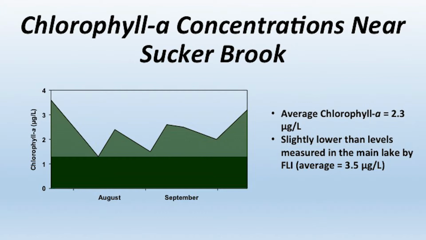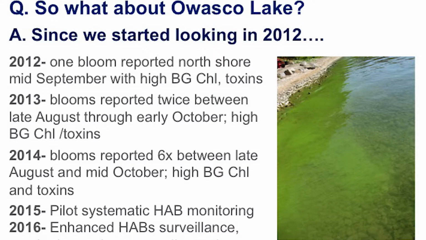So we also looked at chlorophyll levels at these same two sites, and here's a time series of chlorophyll near Sucker Brook. Average concentration of 2.3 micrograms per liter. Again, that is low. Generally, you would be happy with that, and this is just off the shore. As a matter of fact, it was a little bit lower than was measured out in the main lake. Chlorophyll concentrations were slightly higher at Dutch Hollow Brook, but again, they remained less than was measured out in the main part of Owasco Lake.